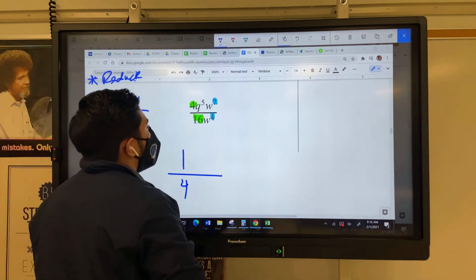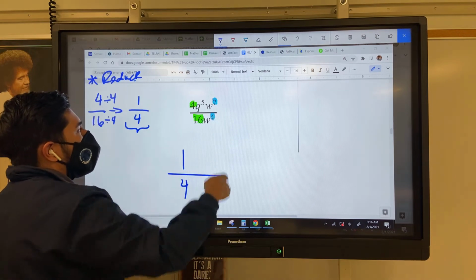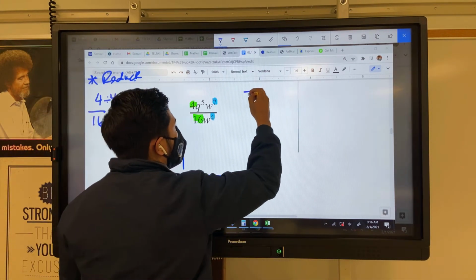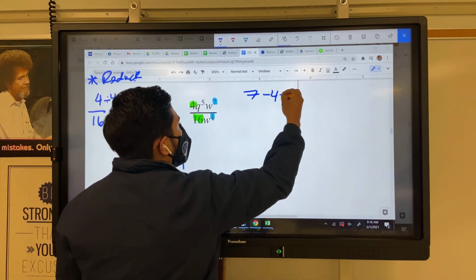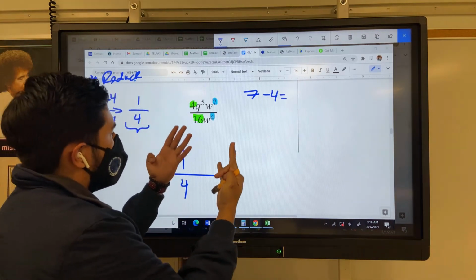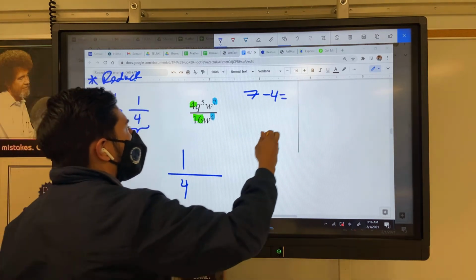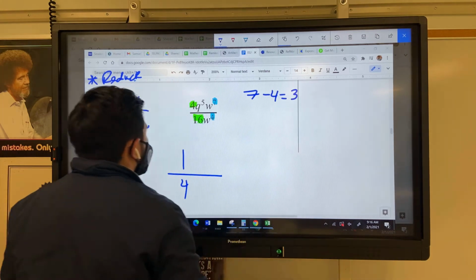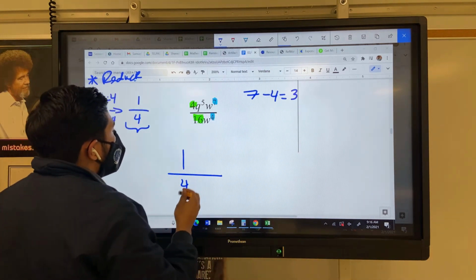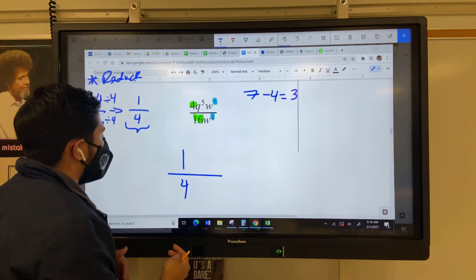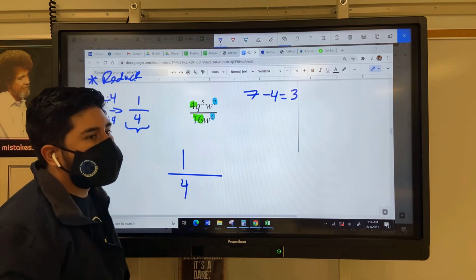Next, I'm going to do the exponents. What are we doing with the 7 and the 4? Make sure you subtract. 7 minus 4. 7 fingers minus 4 of them gives me 3. That's going to be W to the 3. But where do I put the W3? Should I put it on the top or the bottom?